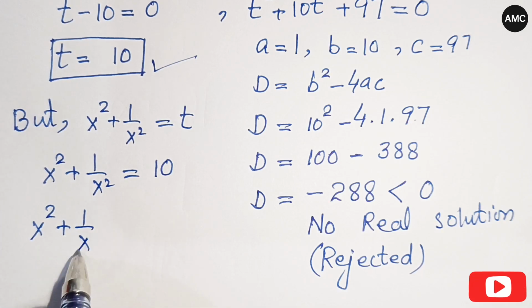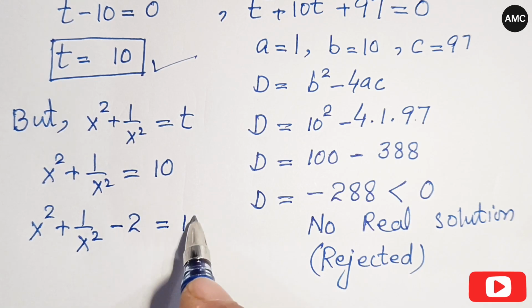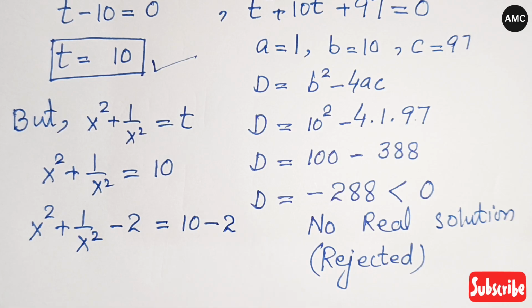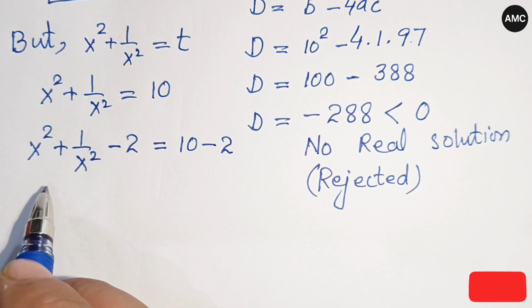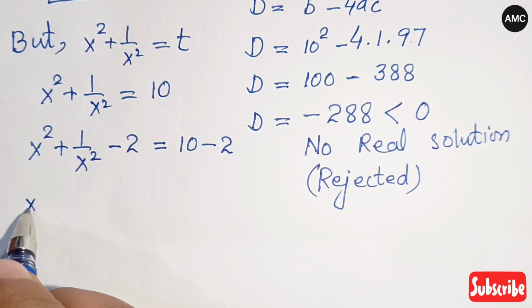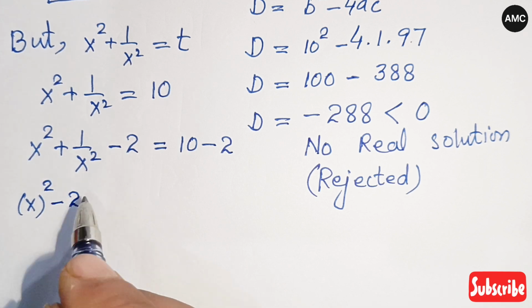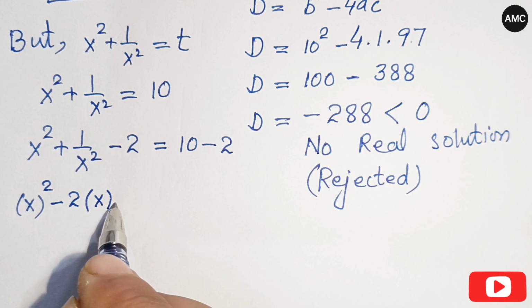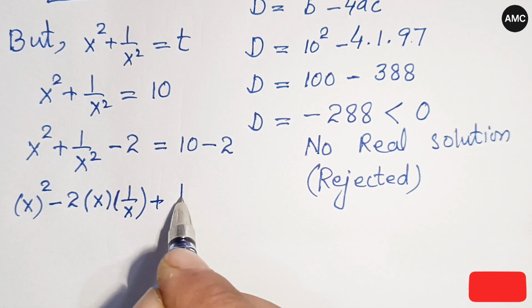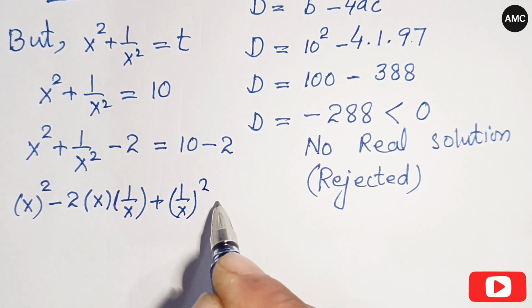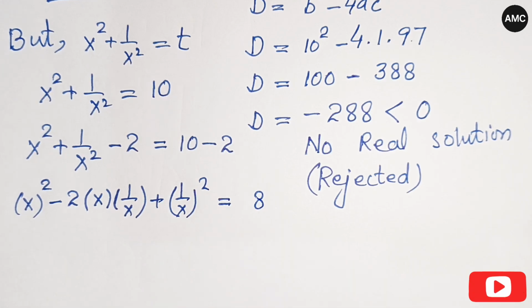So if we simply subtract 2 on our left hand side, and similarly subtract 2 on our right hand side, here we can make a perfect square. So x squared minus 2 times x times 1 over x, plus 1 over x whole squared, is equal to 10 minus 2, which is equal to 8.